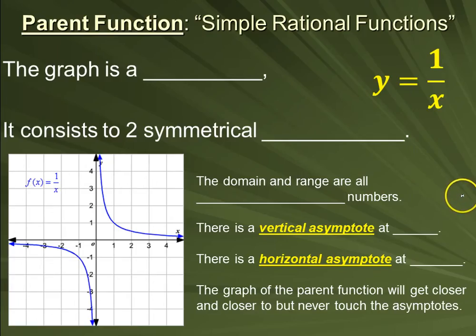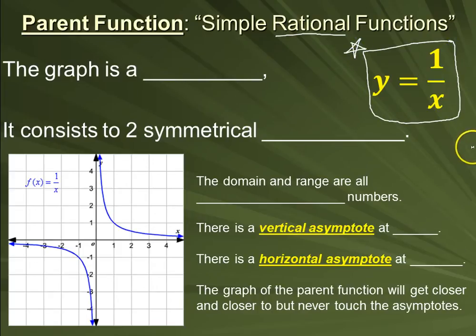Now, parent function of a simple rational function. Rational again meaning that we have some kind of division. So our parent function for a rational function is right here. Y equals 1 divided by x. If you haven't graphed that yet, go ahead and plug that in. Y equals 1 divided by x. Hopefully you'll get something like what you see down here on the bottom. This is our parent function for these rational functions.